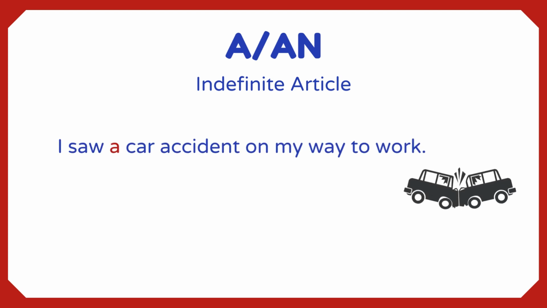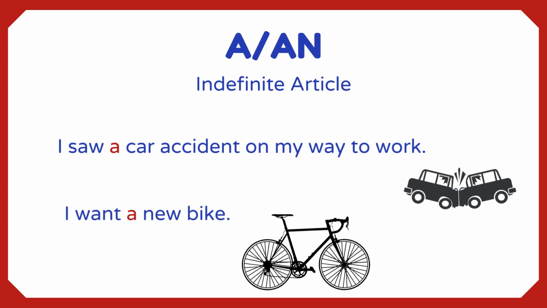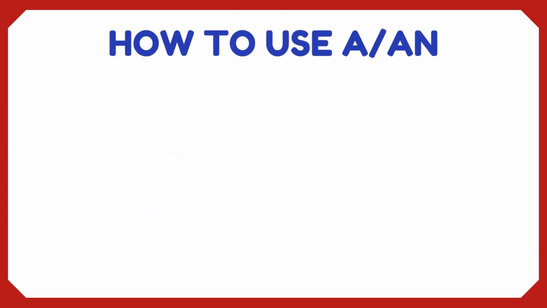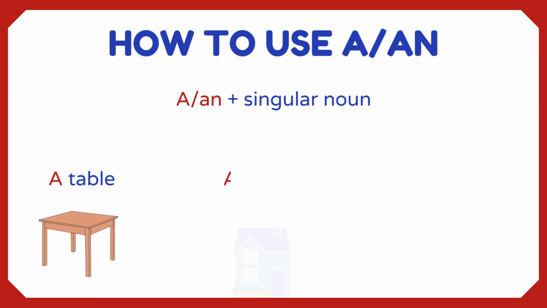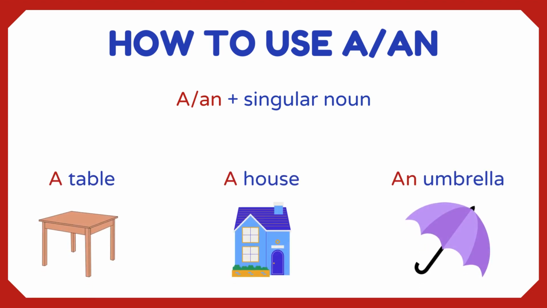First up is a. A is our indefinite article. We use a to talk about something in general. I saw a car accident on my way to work. I want a new bike. A or an is used to talk about singular nouns. We can use a or an plus a singular noun. A table, a house, an umbrella.